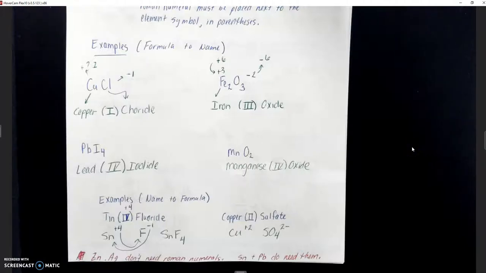Alright guys, welcome to part 2. Let's go ahead and finish up type 2 binary compounds, and then we'll get into naming the covalent compounds. So we left off with copper(II) sulfate.